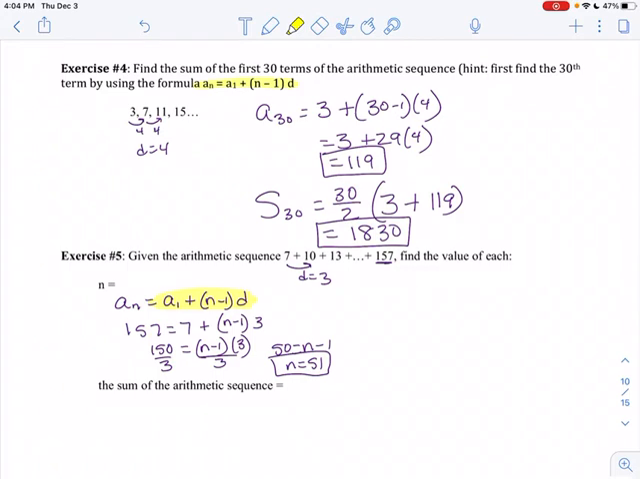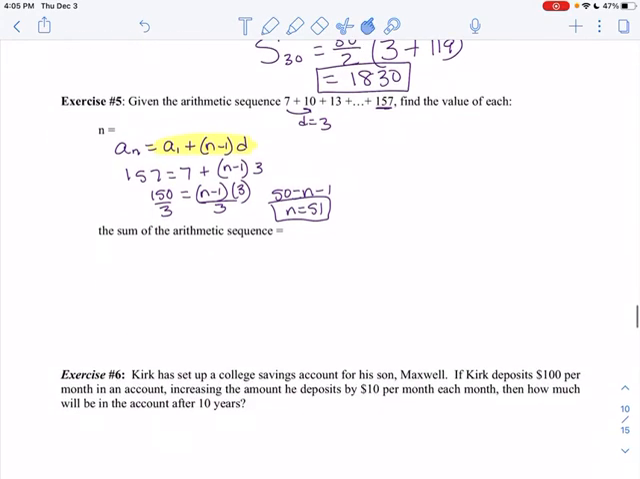So again, I'm using my formula in order to solve for n this time. Before I was trying to find the value of that last term. This time I have the value of the last term. In order to find out the sum of the sequence, you need to find out how many terms there are. So that's what I just did. So n is the number of terms. That was the first thing I had to find out. Now I can find the sum of the sequence.